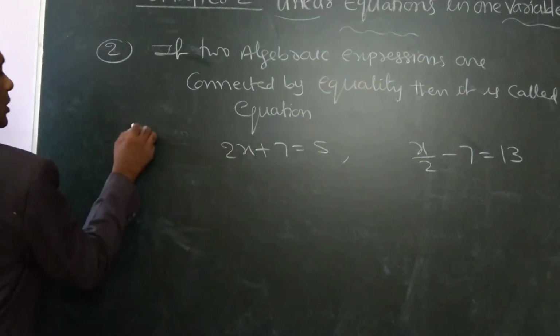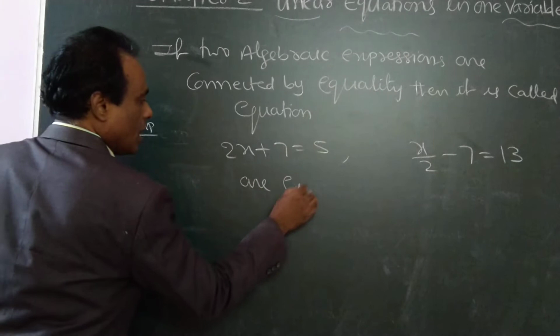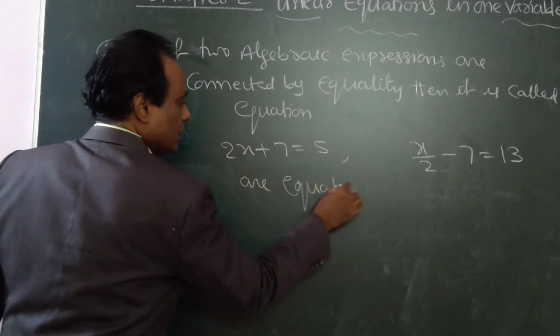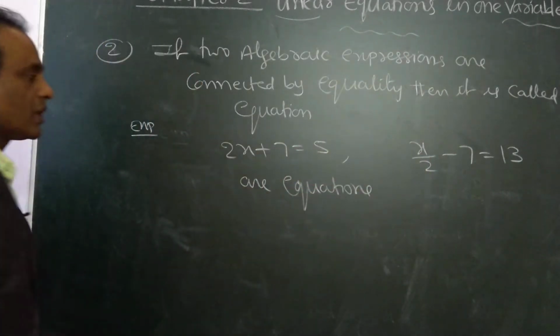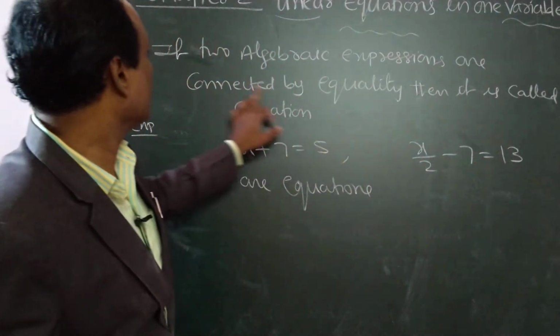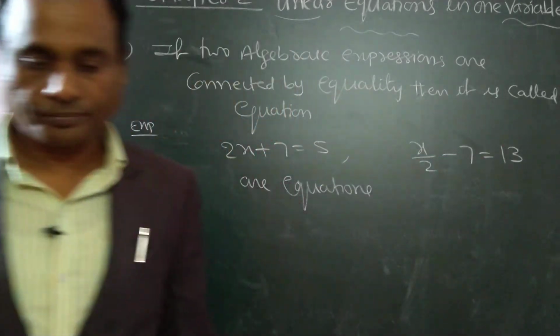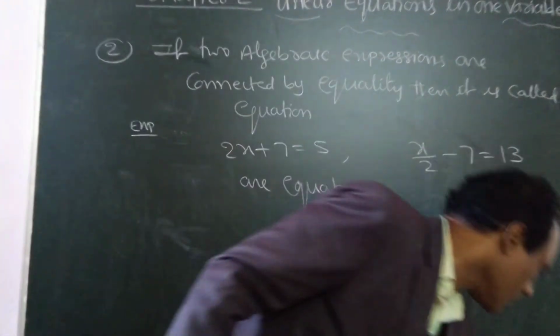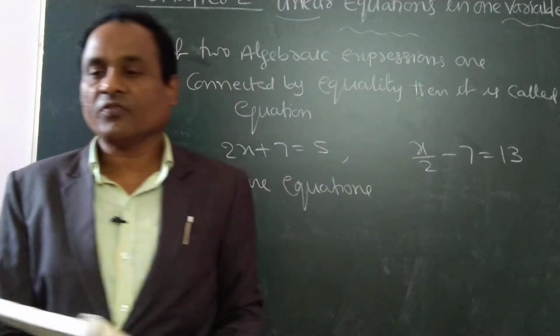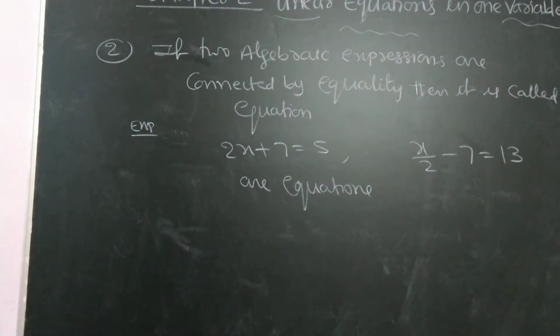Write down. Example. These two are examples for what? Equations. These are equations because an equal symbol is there. So, connected by equality, the equal symbol. Write down. The definition for equation I gave. Whenever there is an equal symbol, it is an equation.